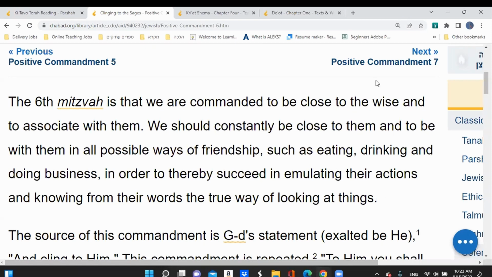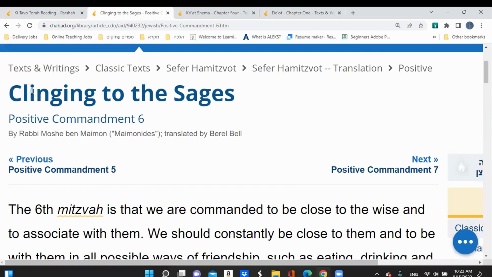Beautiful. So this is considered a mitzvah of the Torah. We're going to find out that the Torah doesn't actually say cling to the sages. It says cling to God. But because God is not a person, we understand it to mean cling to those who are close to God, and in that way we will become close to God. You can see here how early Christians who did not understand Jewish ways of speaking might mistake this and think, if cleaving to God means clinging to sages, then sages, wise people, must be God. But that's not what it means.